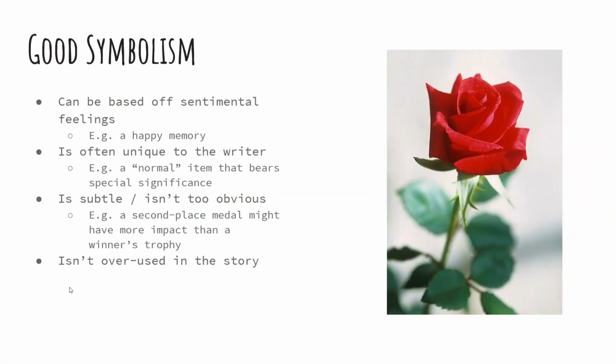Next up, good symbolism. So good symbolism is based off sentimental feelings. It can be a happy memory or a unique memory or even a sad memory. So rather than a generic one, it's like how generic can it be? A rose represents love, or a love heart represents love. That's quite literal. So that's okay if you use it for certain purposes. Maybe it's a love heart locket or something, but it's something which has sentimental value. So it doesn't have to be obviously a flower or a heart or a photograph. It could be something like this pencil.